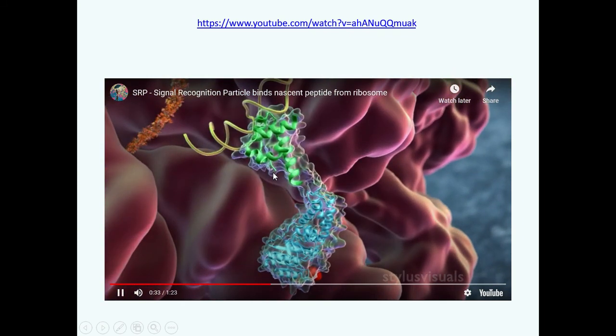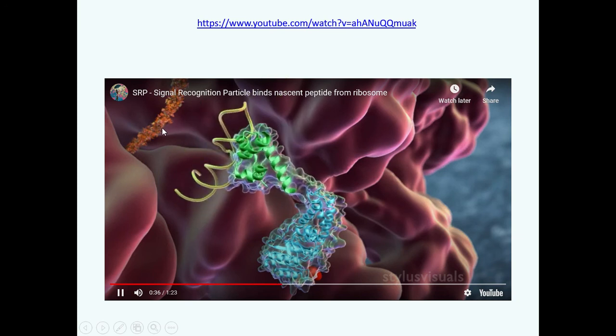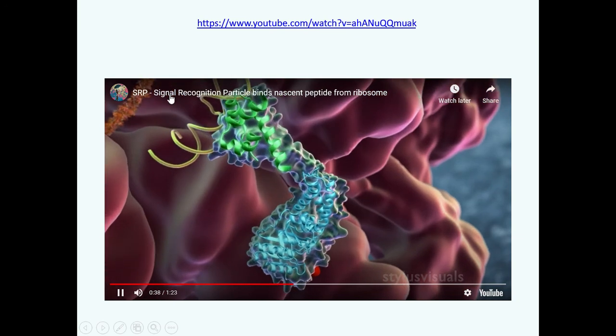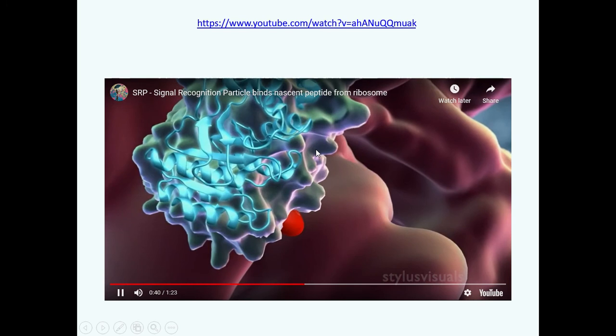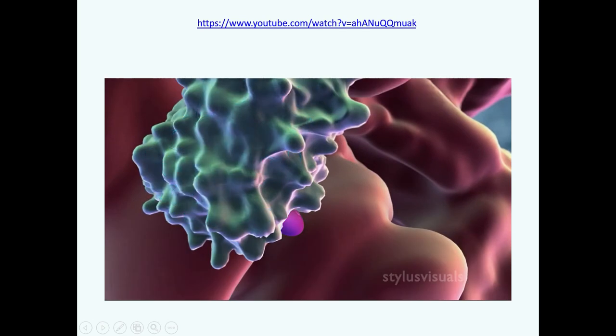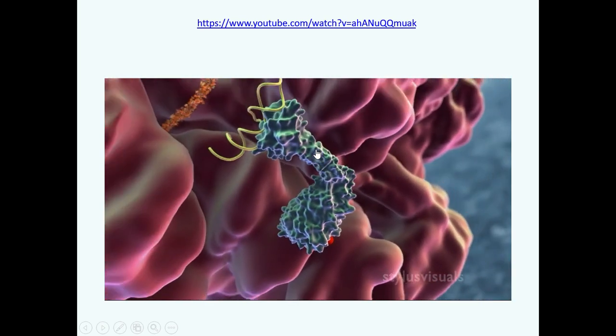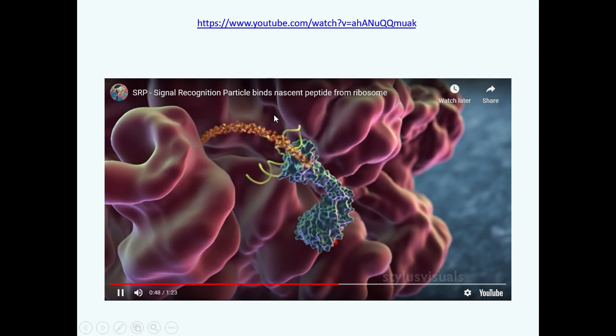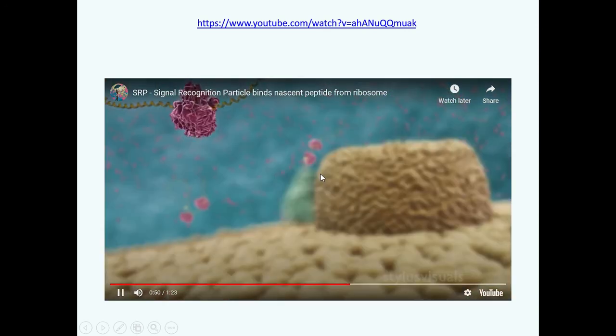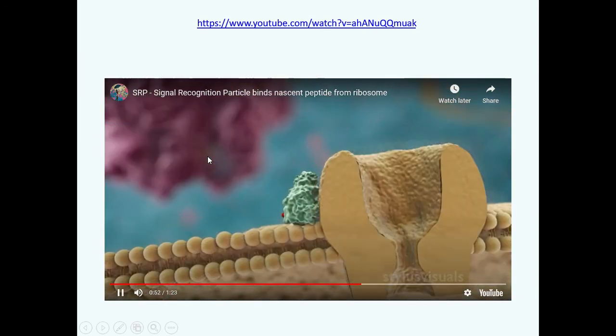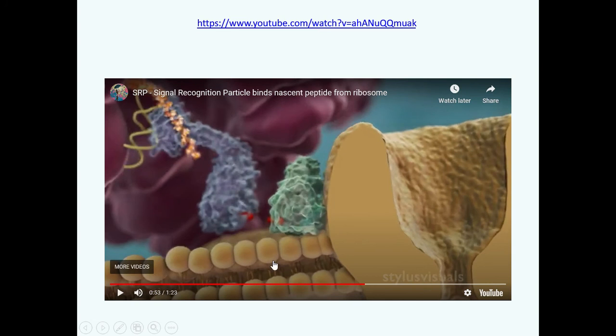The signal recognition particle, if it recognizes this given sequence as a signal sequence, will bind to it, and it becomes activated. Now, the signal peptide binds to the signal recognition particle. This is showing the membrane of the endoplasmic reticulum. This is a receptor for the signal recognition particle associated with a pore in the membrane. This pore is sometimes called the translocation pore.